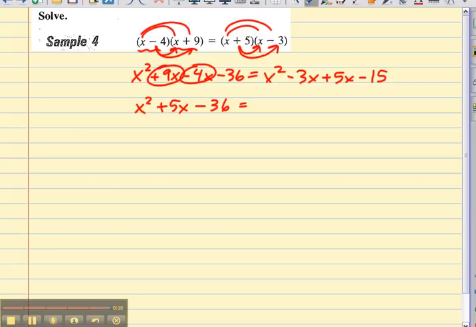What do I need to add on that side? You add the x's. Negative 3x and positive 5x is what? 2x. Plus 2x minus 15. It's just graph. I'm close. Let me pause.